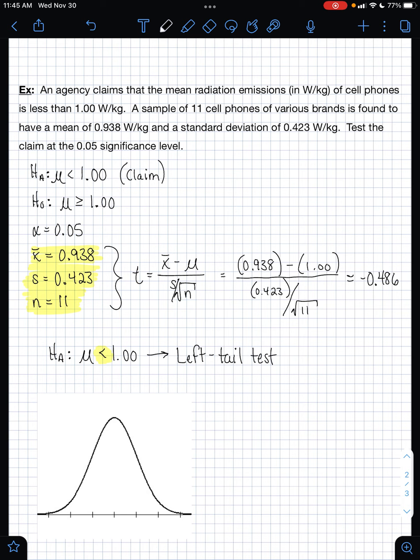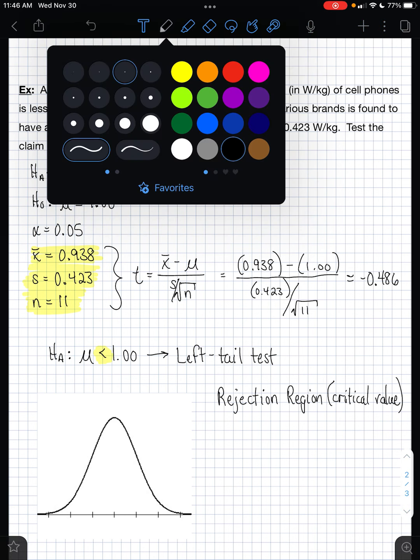So we have two ways we can go about looking at this. The first that we're going to look at is called the rejection region method, or the critical value method. It's the idea that the value of alpha is going to determine a critical value that tells us if our test statistic is varying from the claimed mean too much.